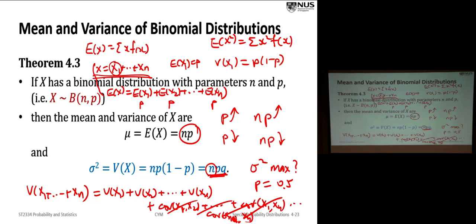So, what is the variance of x1? p times q. All are p times q. How many of them? n of them. So that's why npq. So it's not just by coincidence. It can be shown that it's equal to pq plus pq plus pq, n of them. So it's npq.